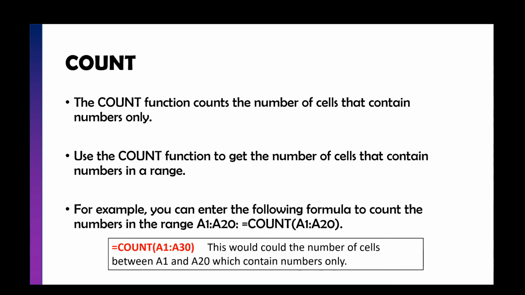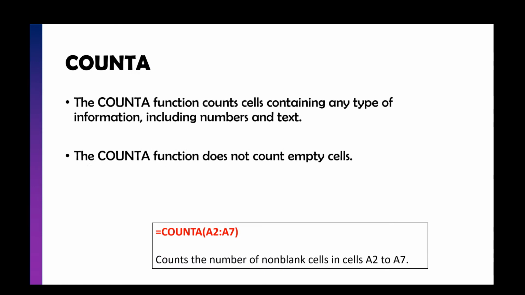Count counts the number of cells that contain only numbers. So if you've got names or letters or words, it will not count them, only numbers on their own. Count A contains text and numbers. So if you've got names or ID numbers or just numbers on their own still, count A will count both of those.